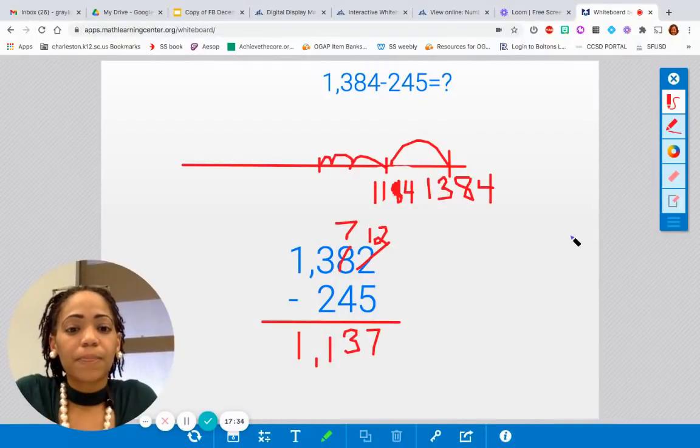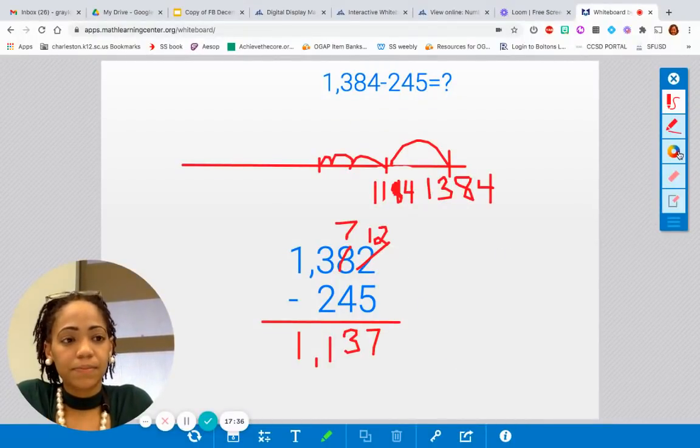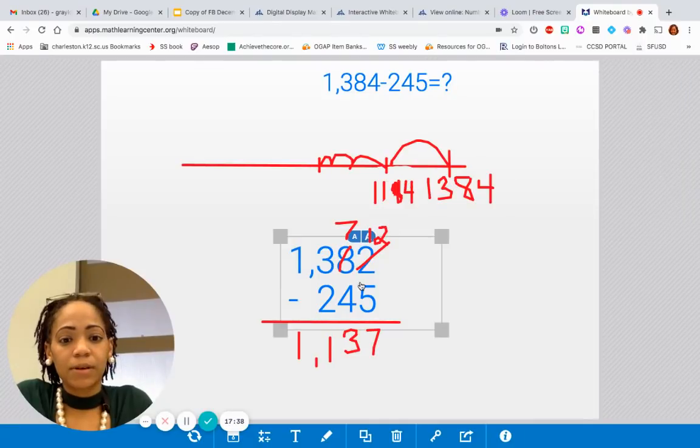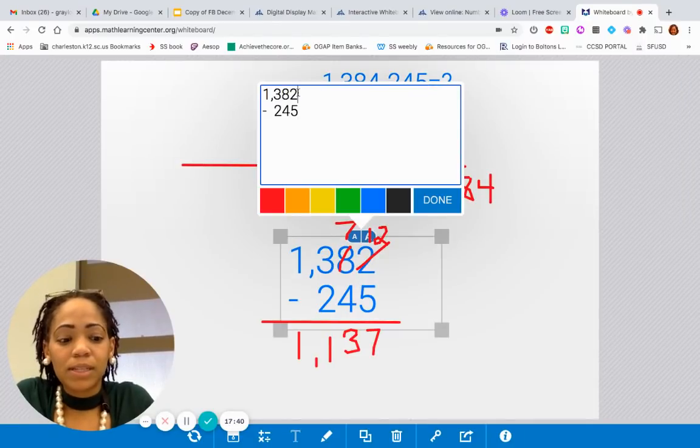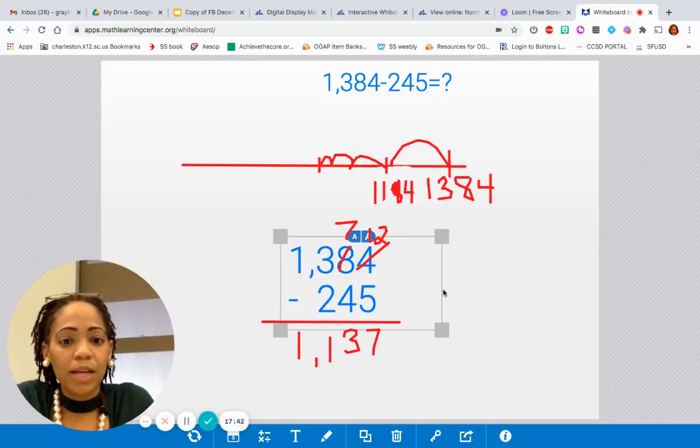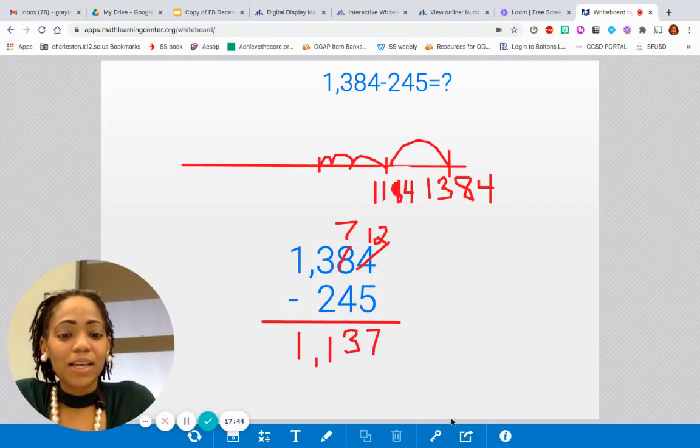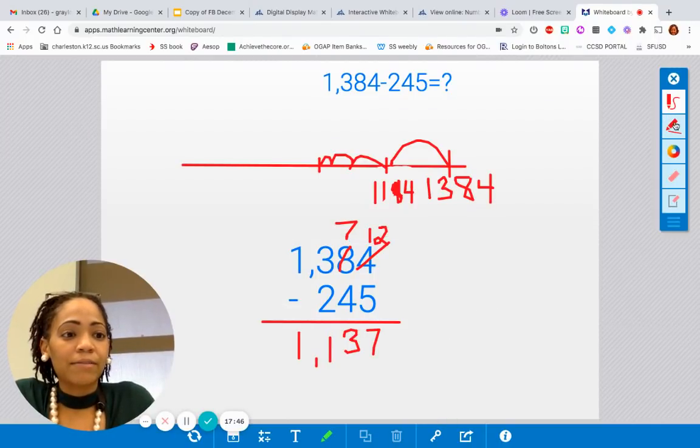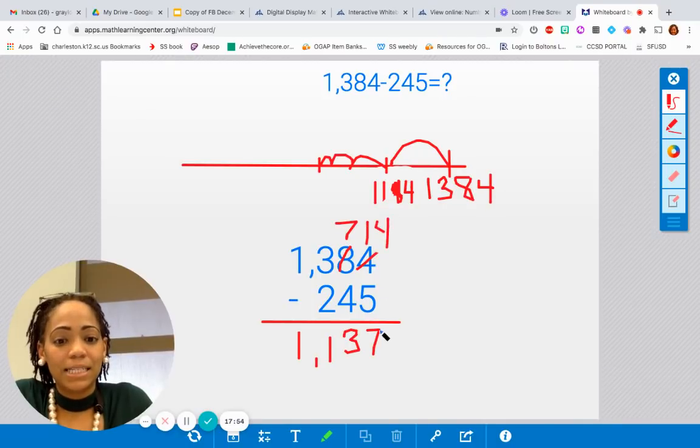Oh, I know. I'm silly. I know exactly what I did wrong. I wrote 82 instead of 84. I was like, whoa, that's different than what I thought it was going to be. So that means we actually have 14 instead of 12. And 14 minus 5 is 9. Now we know we did it correct.